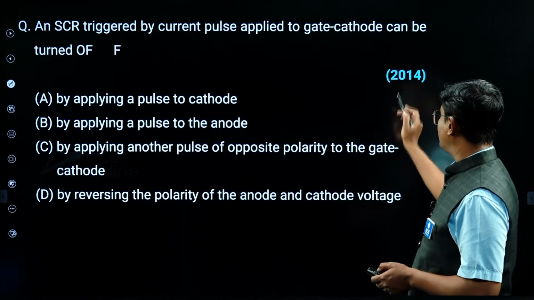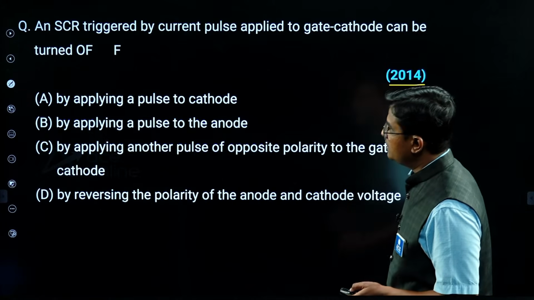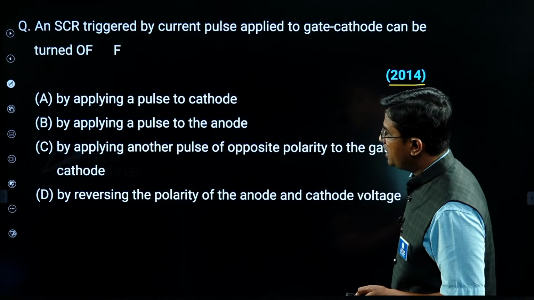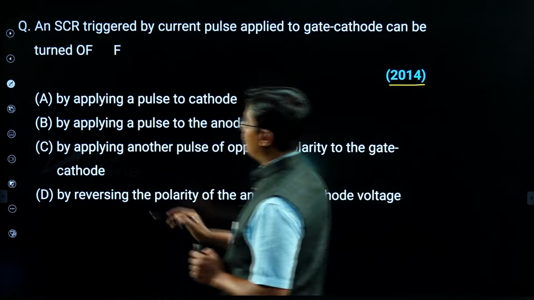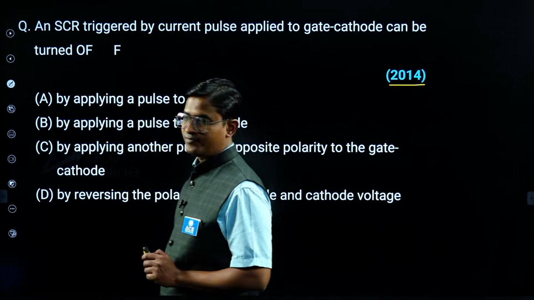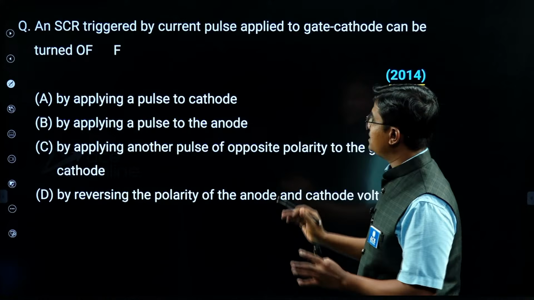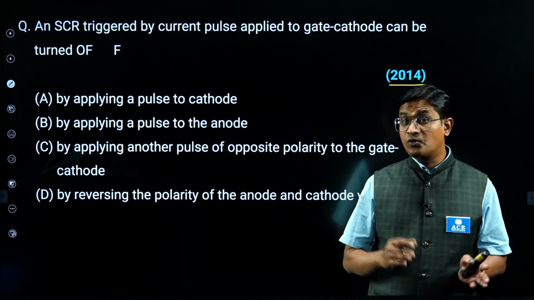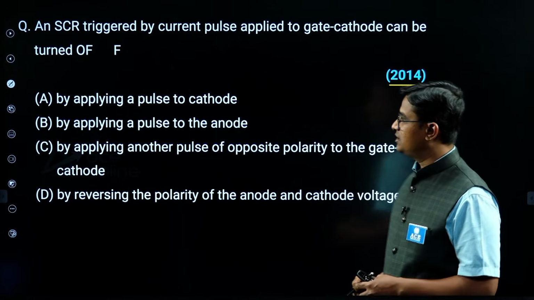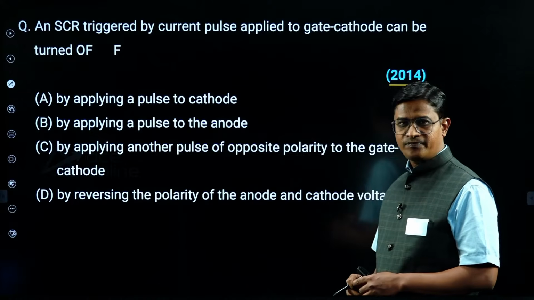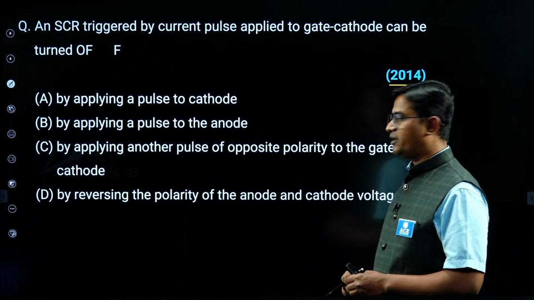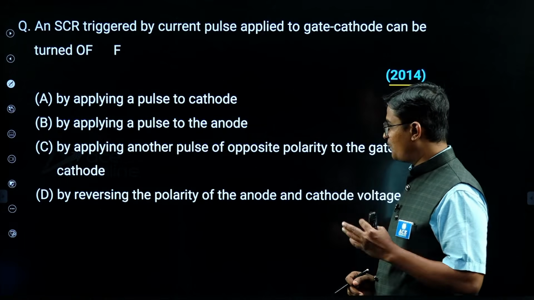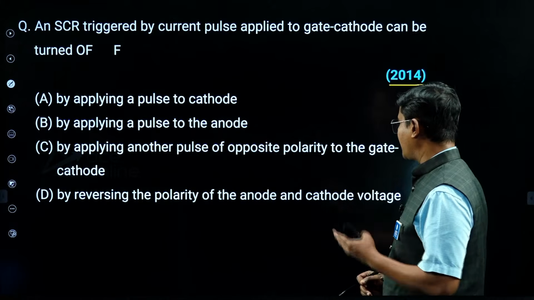Yes, this question is from 2014. An SCR triggered by a current pulse applied to the gate cathode can be turned off. Tell me, when an SCR is triggered by a current pulse, meaning by using the gate signal we have turned on the SCR, then how to turn off the SCR? The options are: by applying a pulse to the cathode, by applying a pulse to the anode, by applying another pulse of opposite polarity to the gate cathode, and fourth, by reversing the polarity of the anode and cathode voltage.